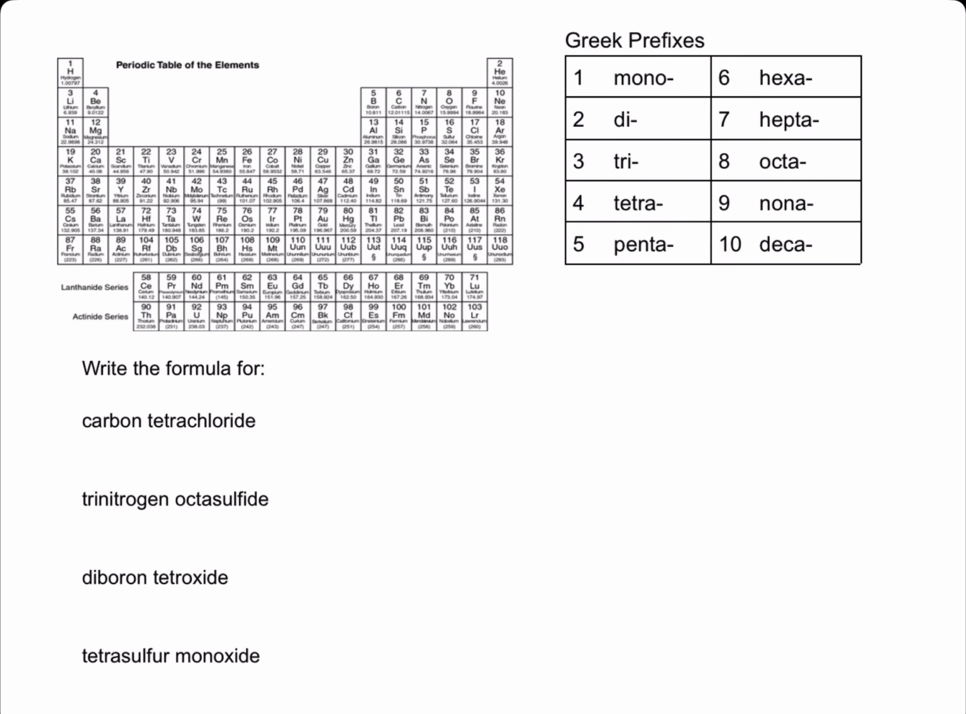Let's take a look at another example. We want to write the formulas for the following compounds. Carbon tetrachloride. Because I see Greek prefixes in here, I know that these are covalent compounds. So I'm just going to write down the formula and have the prefixes tell me the subscripts. Carbon, that's only one carbon. So carbon. Tetrachloride. Tetra means 4, so that means there are 4 chlorides.